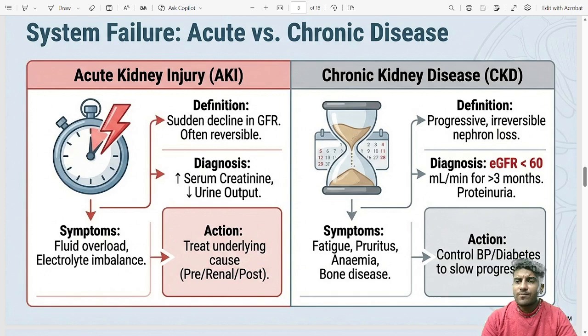Also, you check presence of abnormal substances. That's called urine dipstick test. Protein in urine, proteinuria. Ketone bodies in urine, ketonuria. Blood in urine, hematuria. Glucose in urine, glycosuria.